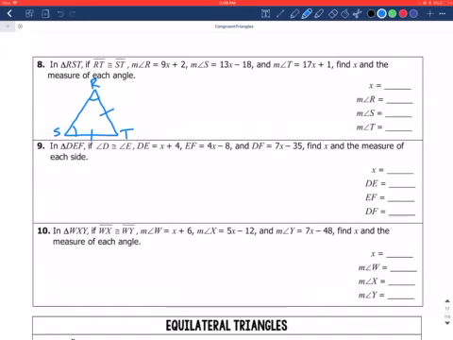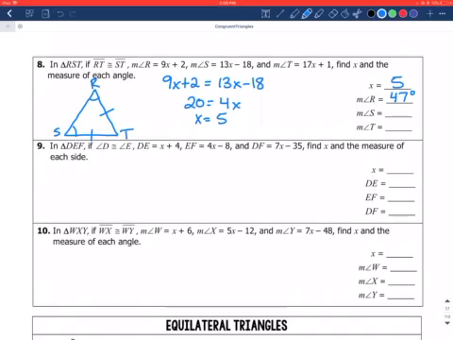So either way, we know that R and S are congruent. So the measure of angle R, 9x plus 2, is congruent to the measure of angle S, 13x minus 18. When you solve that, you get x equals 5. Then you'll just take that 5 and plug it back in. When you plug that back into R, 9 times 5 plus 2 will give you 47 degrees.